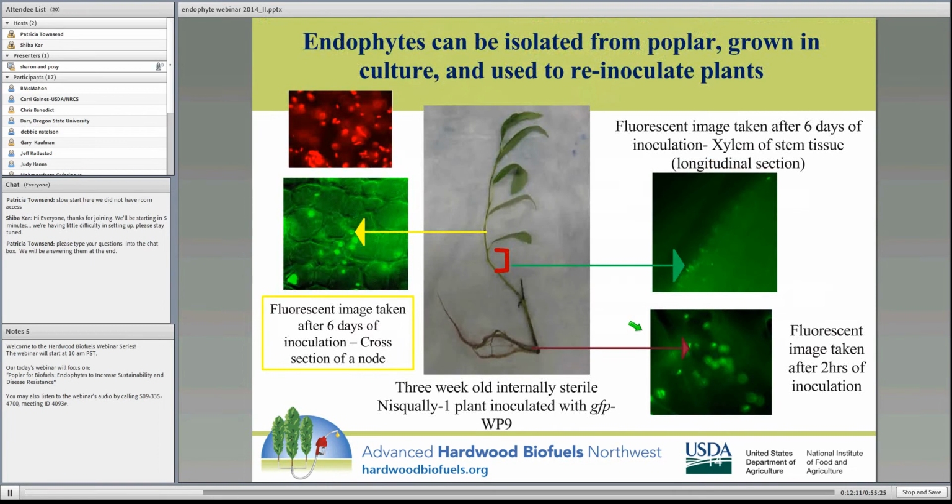In order to determine if we have successfully recolonized this poplar, we use fluorescent tags. We can add green fluorescent protein or red fluorescent protein or other colors to the different endophytes, and then inoculate or add these endophytes back into poplar, and then we can track their ability to recolonize.